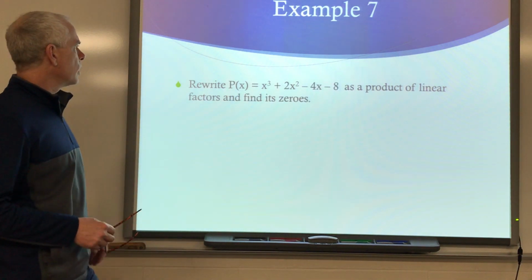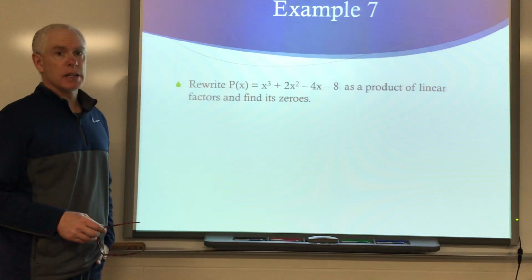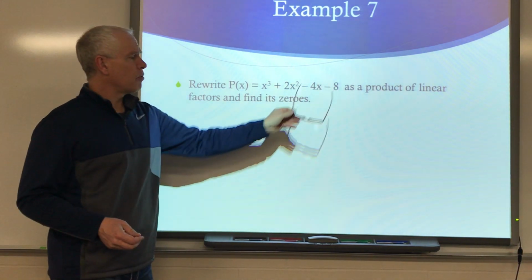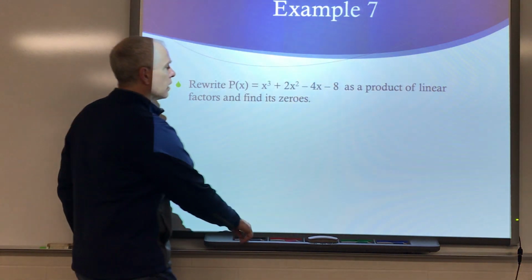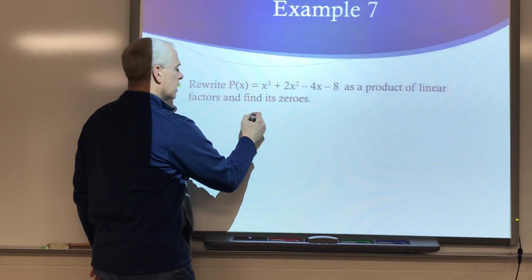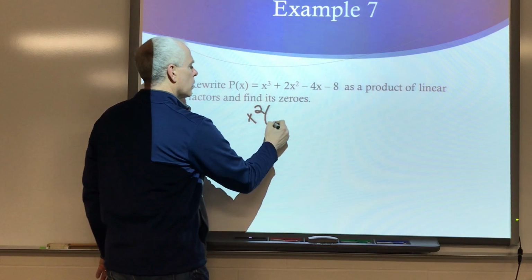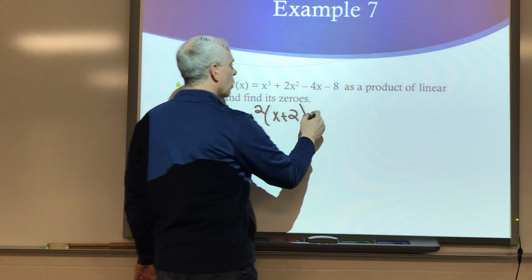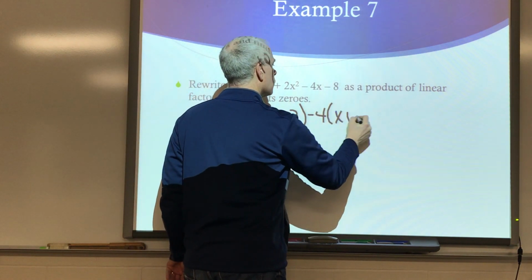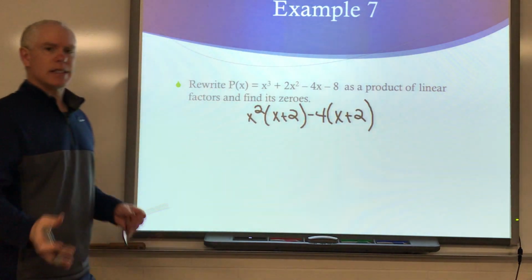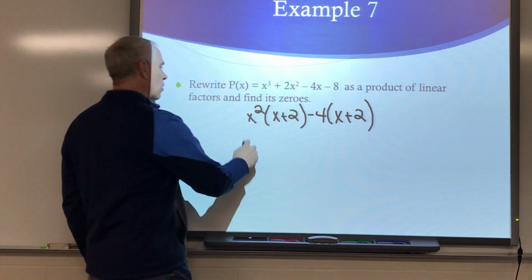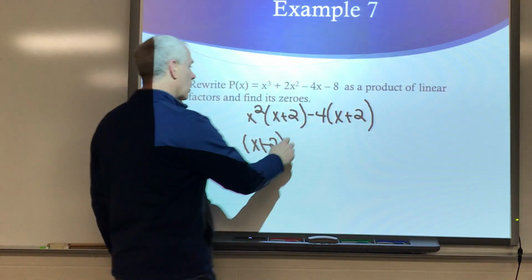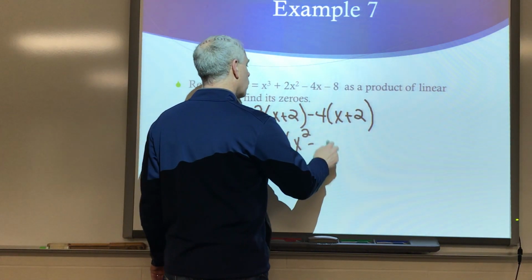Very similar here, rewrite that as a product of linear factors and find its zeros. If I can factor it, I will, because I think it's quicker. I've got 4 terms, so if I can group this, I'm going to try. These first 2 terms I can take an x squared out of. If I do, I'm left with x plus 2. The next 2 terms I can take a negative 4 out of, and I'm left with x plus 2. And because I got the same thing in parentheses, I can factor out an x plus 2 from those terms. If I factor that x plus 2 out, I'm left with x squared minus 4.